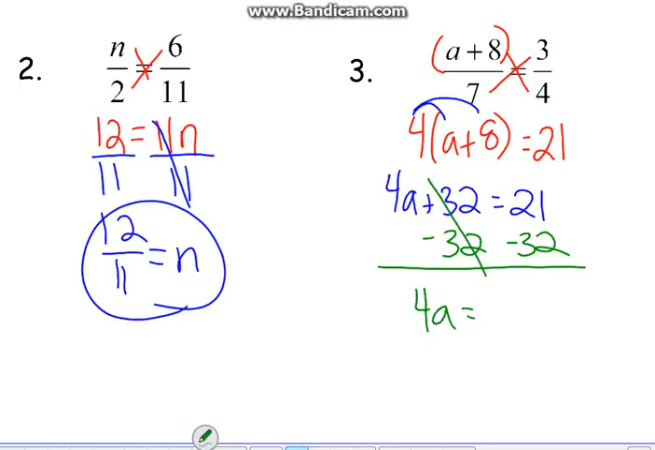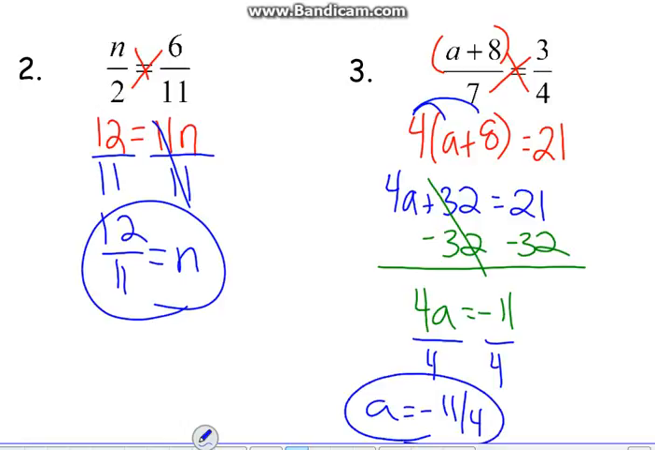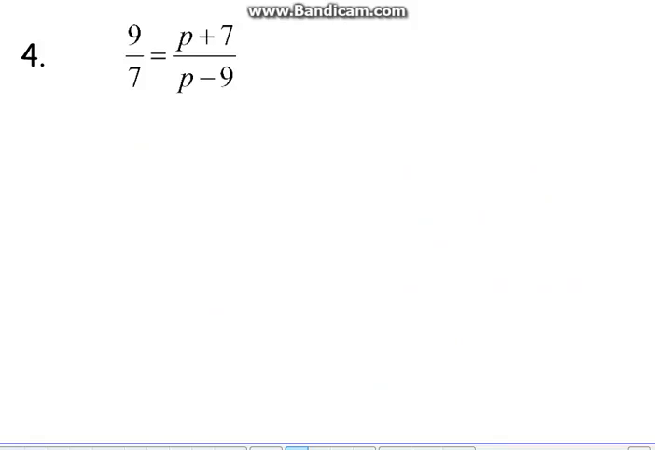We have 4a equals 21 minus 32, which is negative 11. Now we can divide by 4. And we have a equals negative 11 over 4. Okay? So even when we have a binomial, something with two terms in our numerator, that's not a big deal. We deal with it the exact same way. You just have one more step of distributing. That's it.